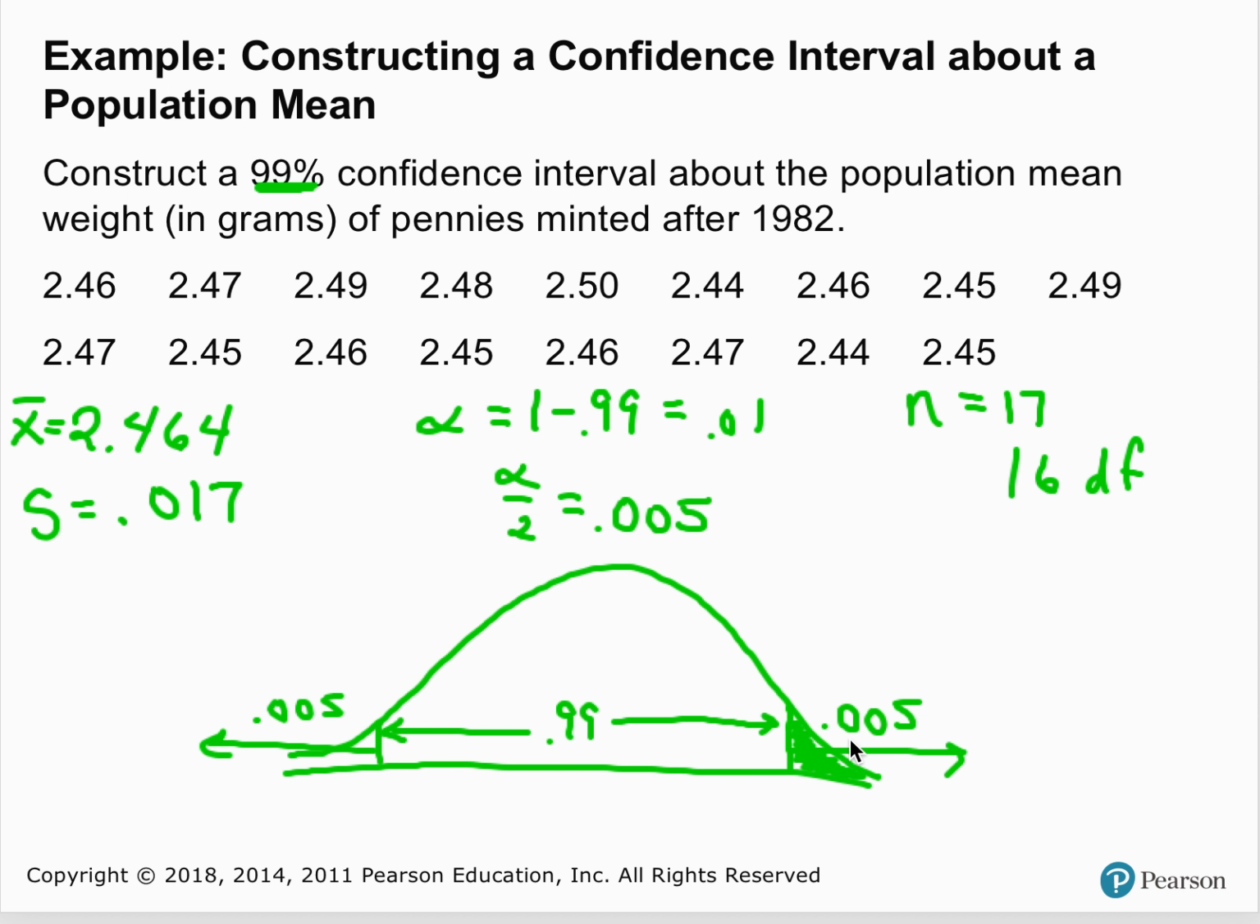So I'm looking across the column that says 16 for my degrees of freedom until I come to 0.005. And that intersection is at 2.921. Okay, so 2.921. This is t sub alpha over 2, is 2.921.